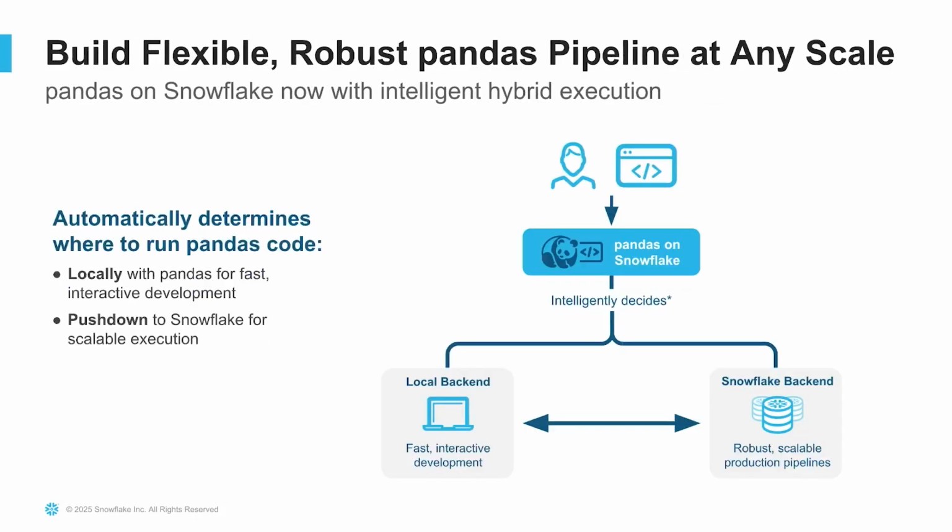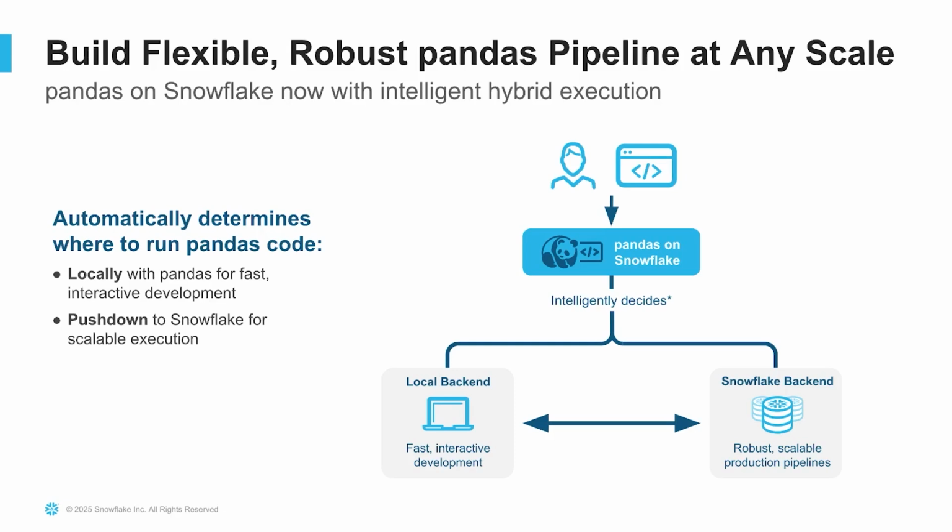We're also really excited to announce a new update to Pandas on Snowflake, which is hybrid execution. This is a significant step forward in supporting Pandas pipeline at any scale. With hybrid execution, Snowflake intelligently determines whether to run your Pandas code locally using standard in-memory Pandas or to push it down to the Snowflake engine for scalable execution.